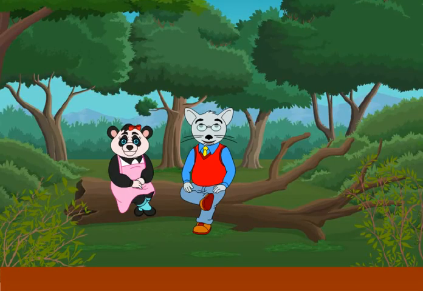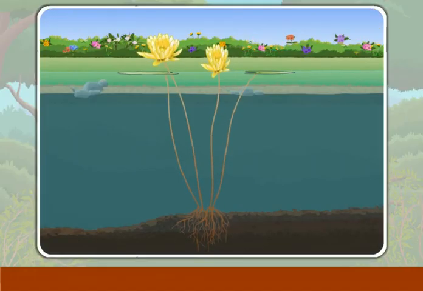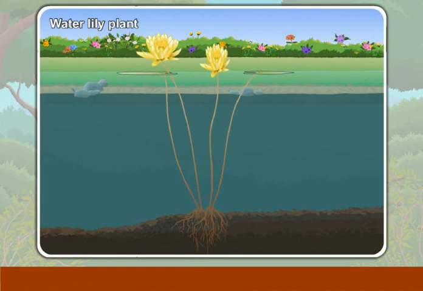Students, so far we have discussed the floating and the fixed plants. Now let us discuss another type of plant. You all know that this is a water lily plant. Some parts of the water lily plant are outside the water, and some parts of the water lily plant are inside the water.